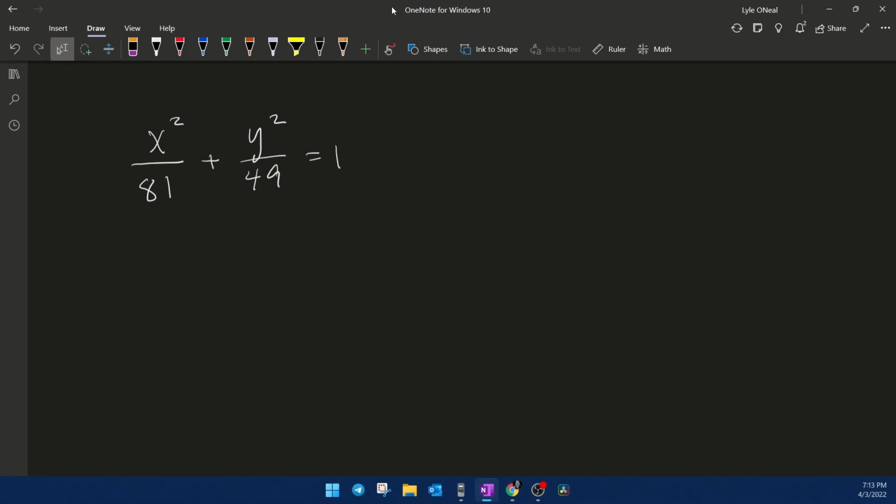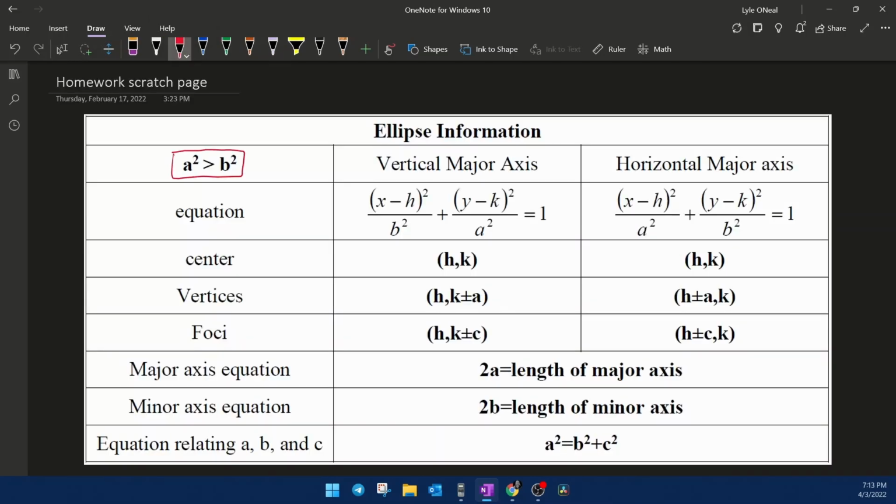Now that we have the equation in our notes, the first thing we need to do is determine which column of formulas applies to our problem. So let's make a note that the big number in the denominator is a squared, and the other number in the denominator must be b squared. We know from our formula sheet that a squared is greater than b squared. So a squared is the largest number in the denominator, and if that is under the x squared, then we have a horizontal major axis. That also means that this formula applies, as well as all of these formulas here.